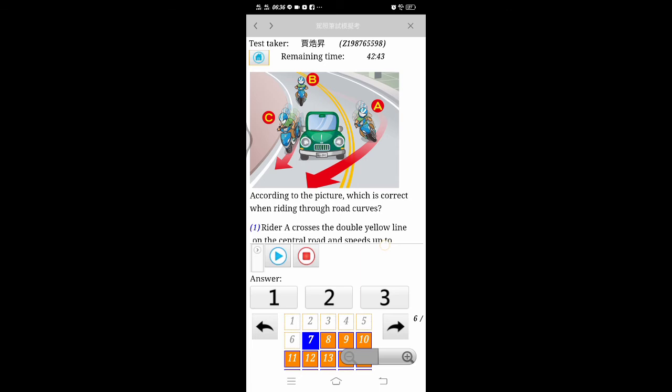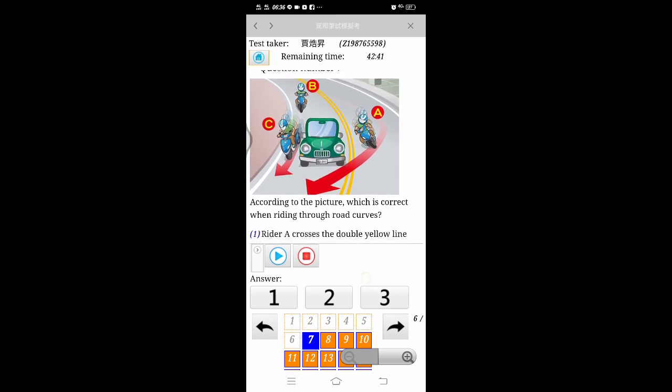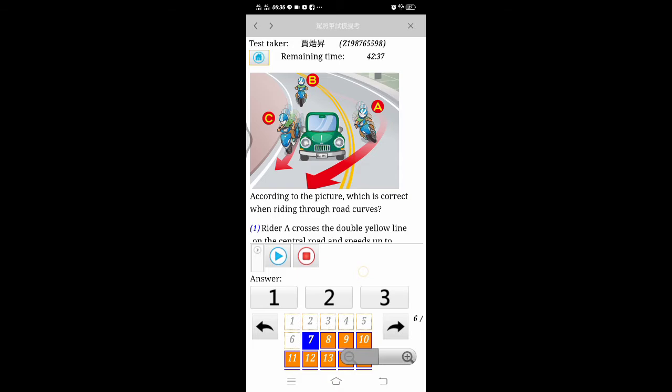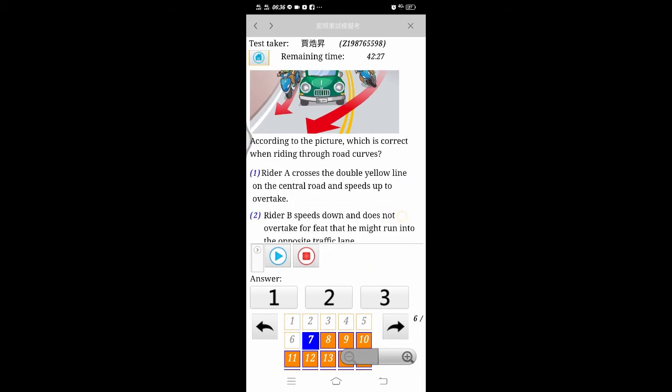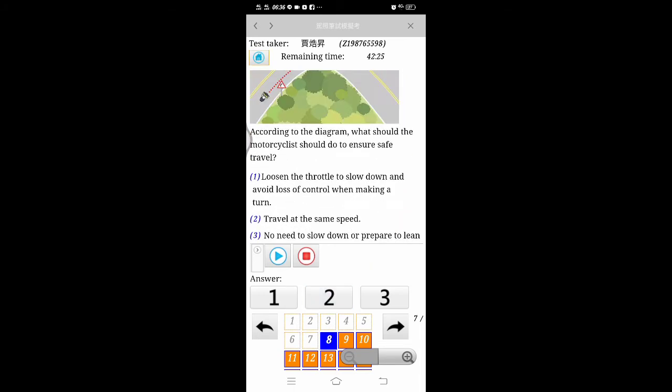According to the picture, which is correct when riding through road curves? 1. Rider A crosses the double yellow line on the central road and speeds up to overtake. 2. Rider B slows down and does not overtake for fear that he might run into the opposite.